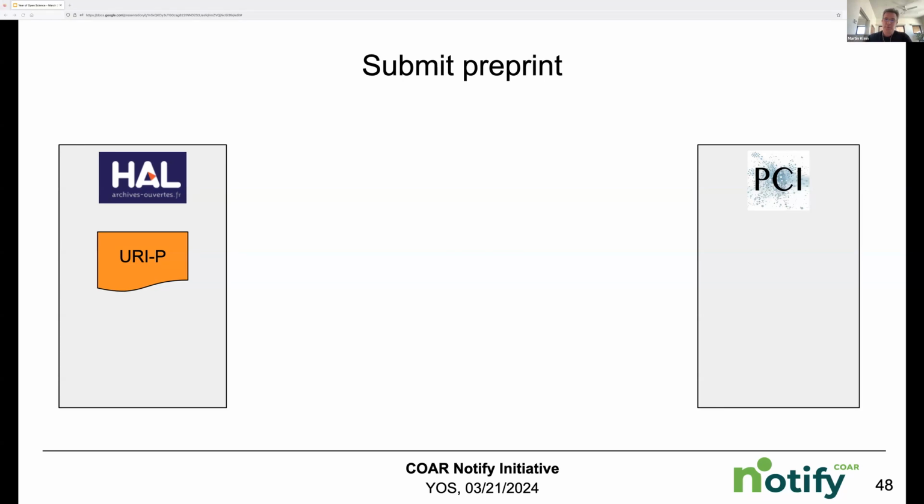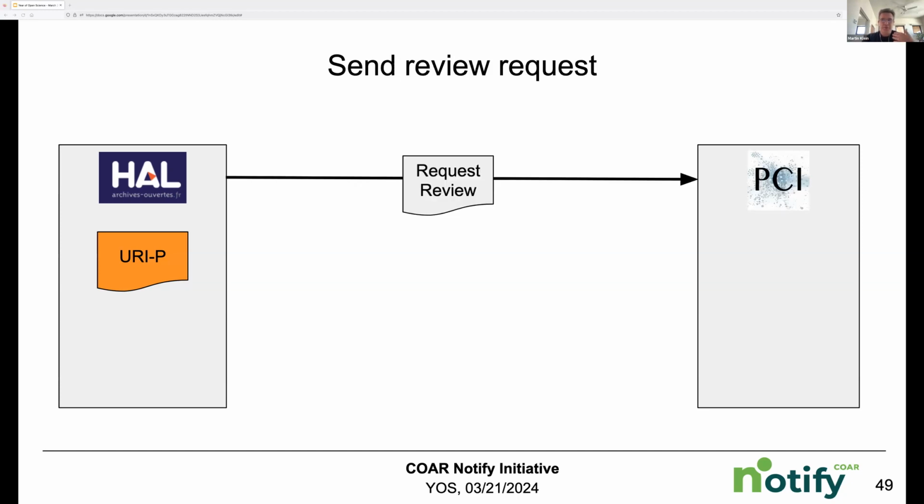I would like to request a peer review on my manuscript, and HAL now enables me to send a review request notification to PCI. So PCI will gather some metadata about this preprint and consider whether it is able to conduct peer review on my preprint, right? Whether it's topical in scope, let's say, and whether PCI actually has the resources to conduct the peer review.